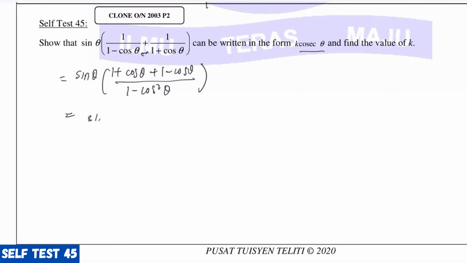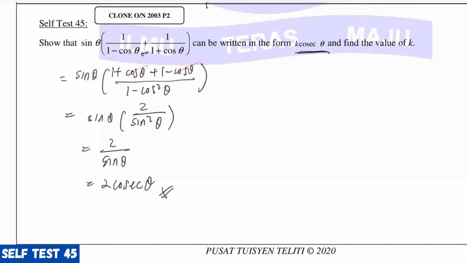So the next thing is the cos and cos, we can cross them out, right? So 1 plus 1, stupid question, is 2. 1 minus cos square is sine square. Now again, we can cross out the sine and sine square. You're left with 2 over sine. But the answer must be written in this form, cosecant. So just flip it up. 1 over sine is cosecant, right? And therefore, you got this answer already. Just find the value of k. My k is 2.